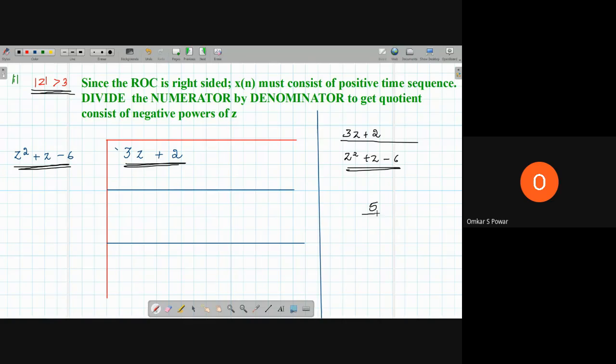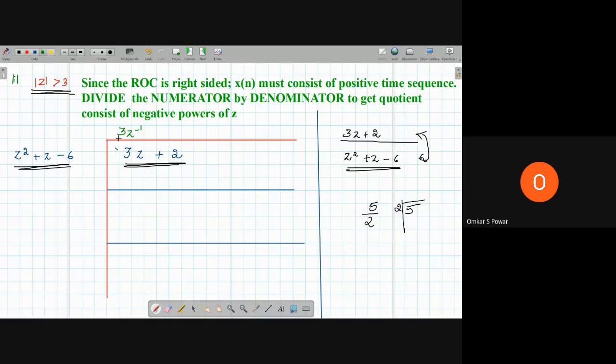So what do you do if you have 5 by 2? You will divide 2 and 5 like this. So the same thing you apply for this polynomial. Do not worry, just divide. So z² + z − 6, and 3z + 2 you have to divide. So how can you divide this one? So into 3z⁻¹.